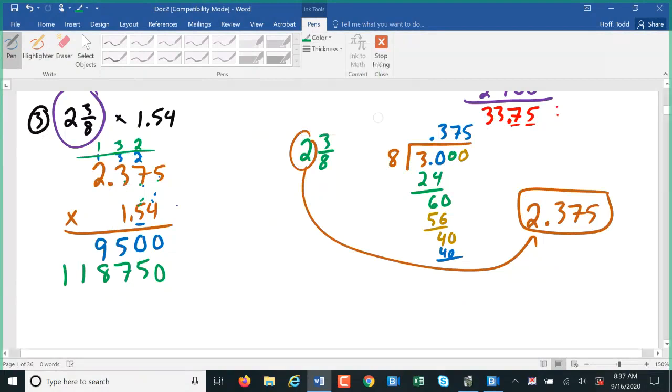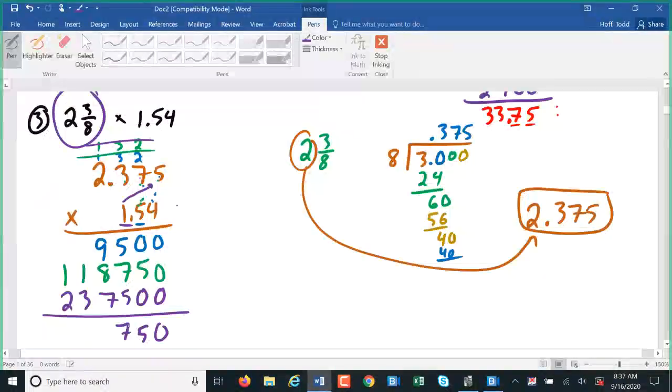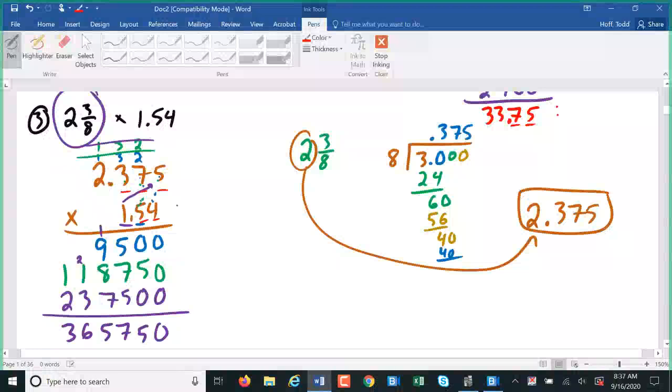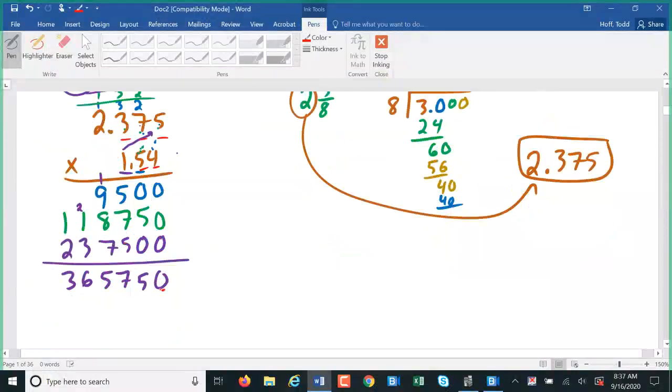We move over to the next digit. There's 2 digits to the right of it, which means we have to put 2 zeros down here. 1 times 5 is 5. 1 times 7 is 7. 1 times 3 is 3. And 1 times 2 is 2. 0, 5, 17, 25. So 5 carry the 2. 6 and 3. We have 1, 2, 3, 4, 5 decimal places in the problem. We will have 1, 2, 3, 4, 5 decimal places in our answer to give us 3.65750.